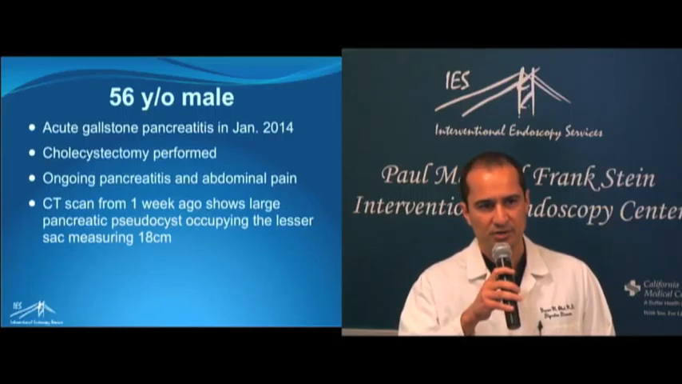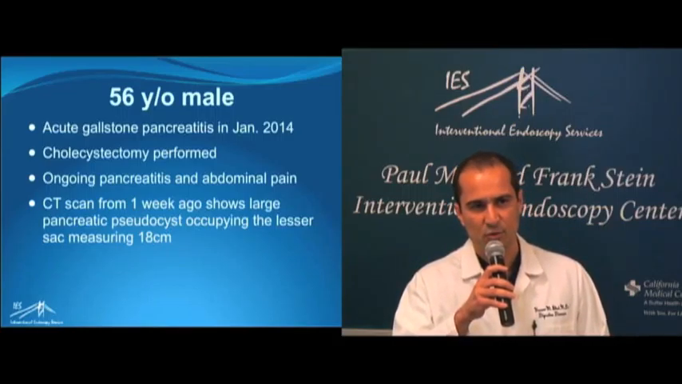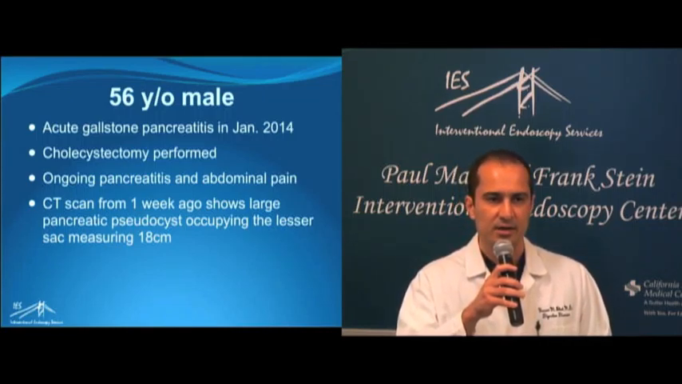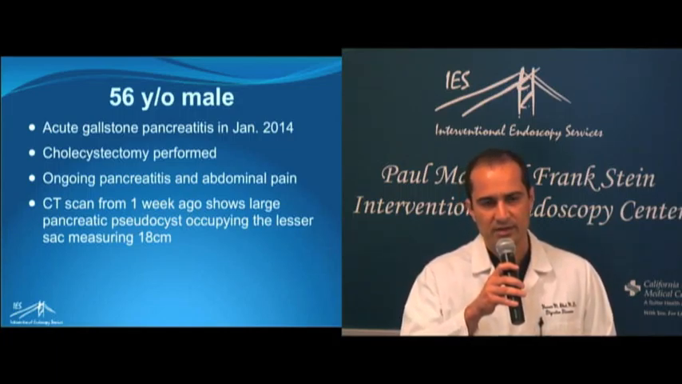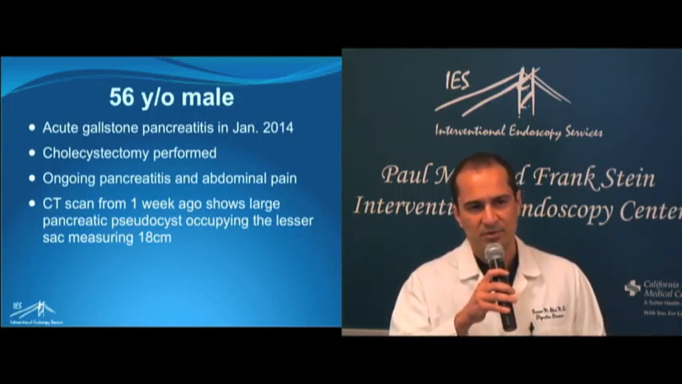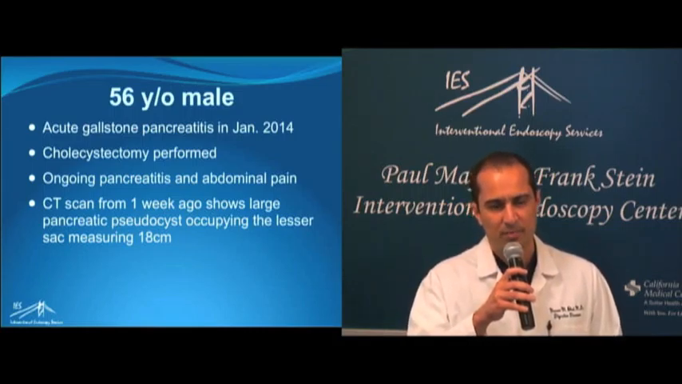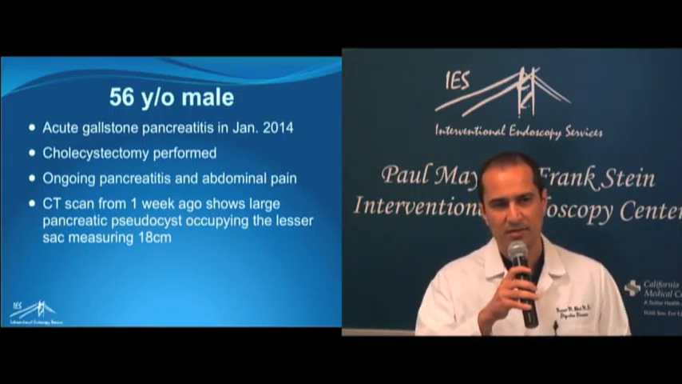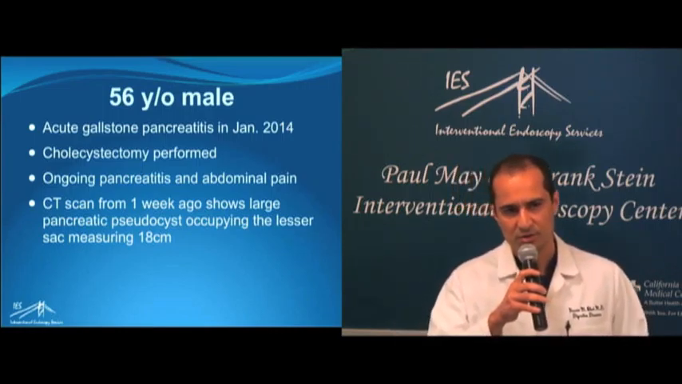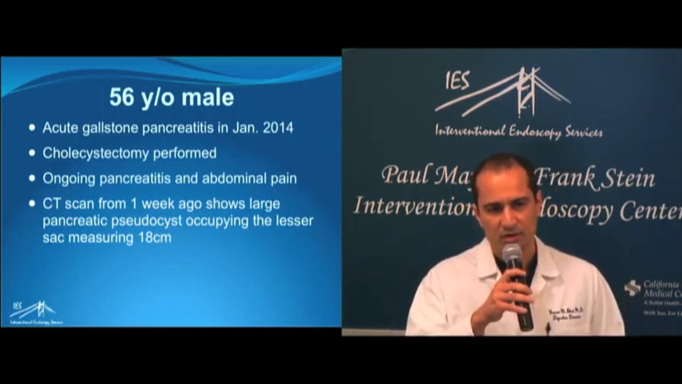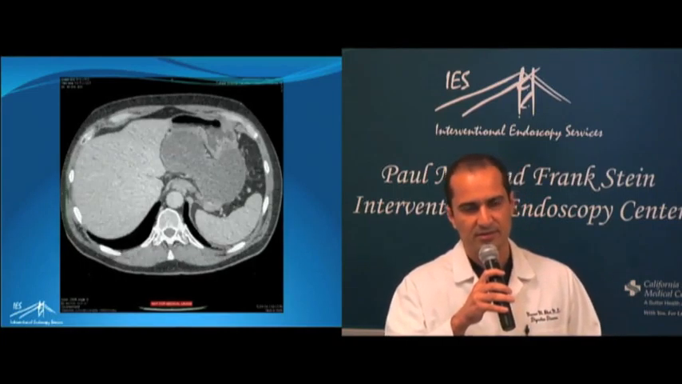Quick introduction. This is a 56-year-old male who presented with acute gallstone pancreatitis in January of 2014. Subsequently had a cholecystectomy performed, but has persisted with smoldering pancreatitis, abdominal pain, and had a CT scan a week ago that shows a large peripancreatic fluid collection, and we're going to show you the CT scan next.